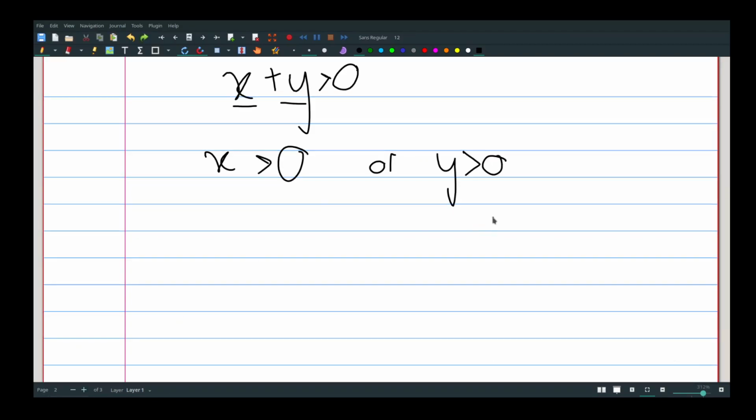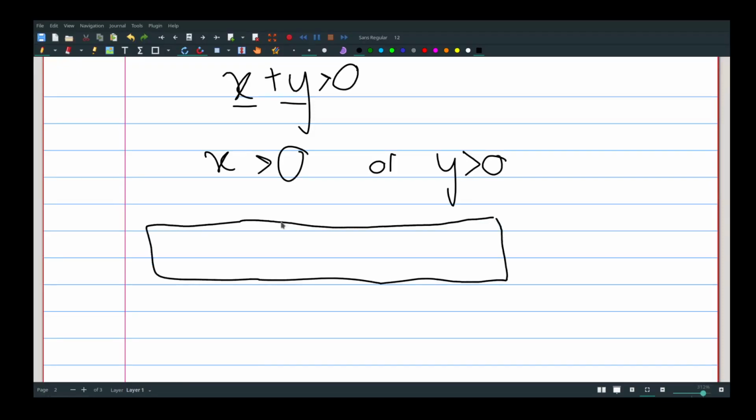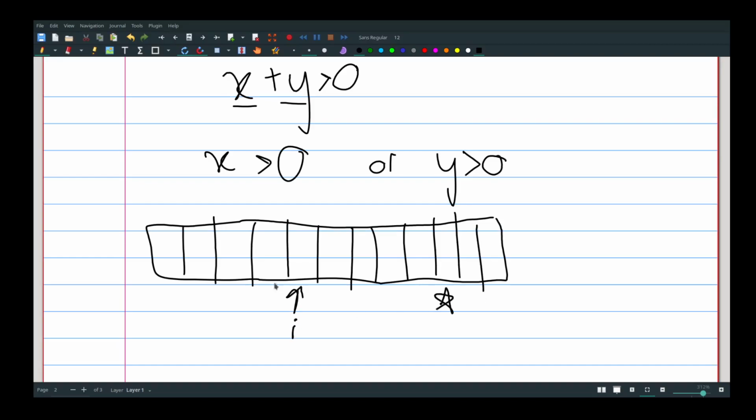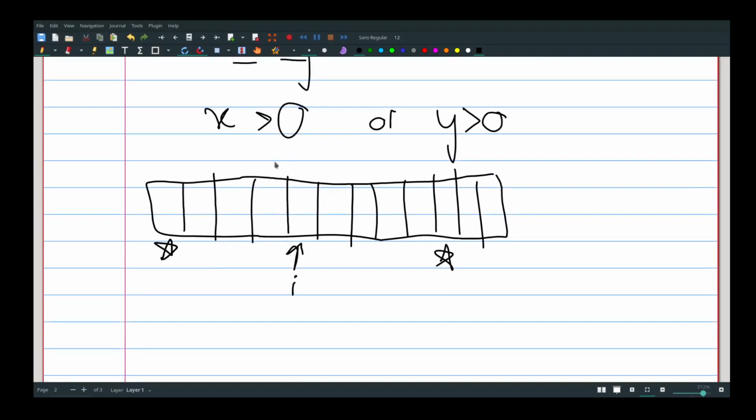So say we have an array like this, and I'll put some elements. And say that this is the current element that we're on, this is the next greater element, and this is the previous greater element.